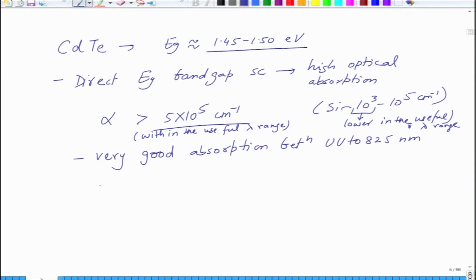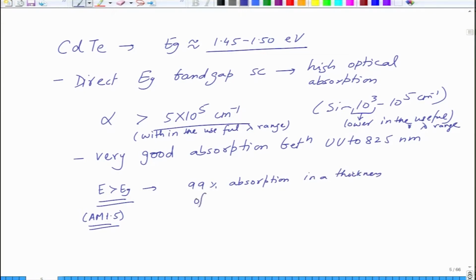for electrons, for energies higher than Eg, and of AM 1.5, let us say at AM 1.5 you have nearly 99% absorption in a thickness of about 2 micron. So, a 2 micron thin film is sufficient to give you complete absorption of light, which is fantastic.